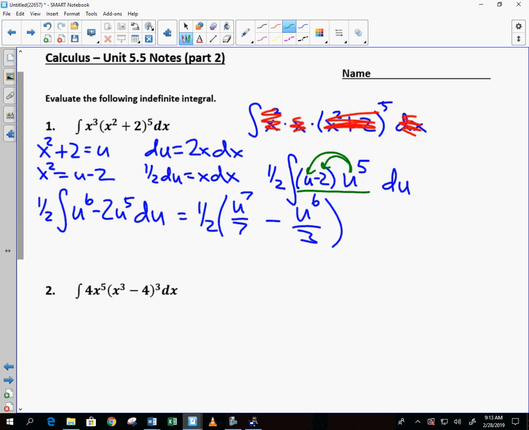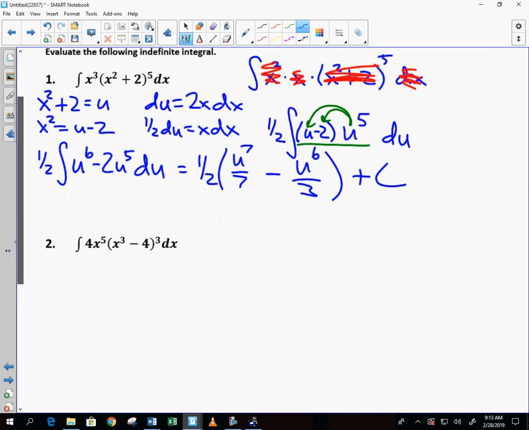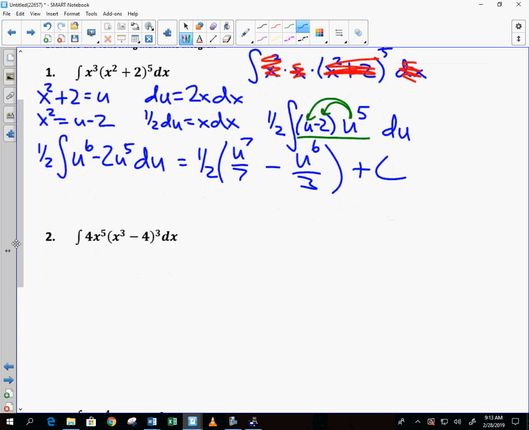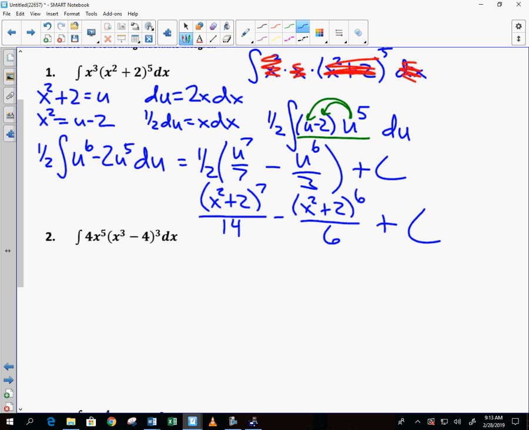Now I do the antiderivative. I have plus c. I place x squared plus 2 back in. I get x squared plus 2 to the 7th power over 14 minus x squared plus 2 to the 6th over 6 plus a constant.